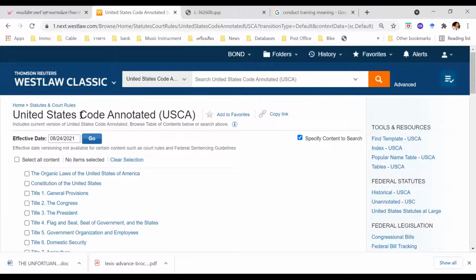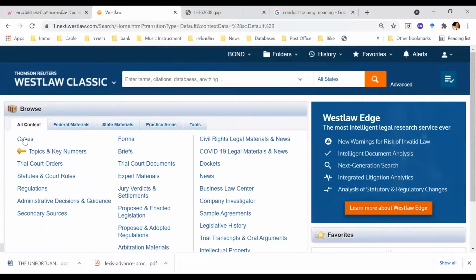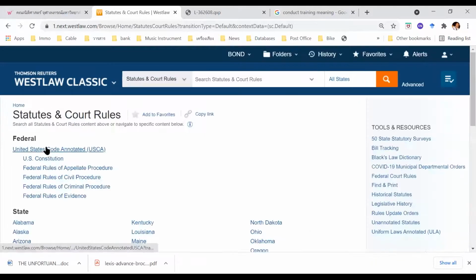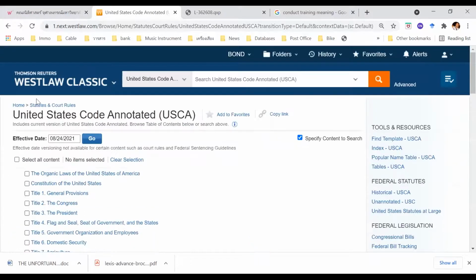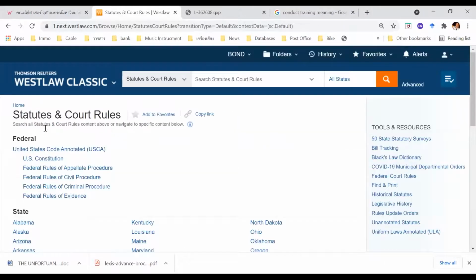So you can use this one. Back to statutes again, USCA again. Sorry about it. You look at statutes and court rules. This we call the bills. A bill has not become a law; it has to go to the Senate and the House of Representatives, and they vote on it. So you can look at bill tracking, and search again for bill tracking.